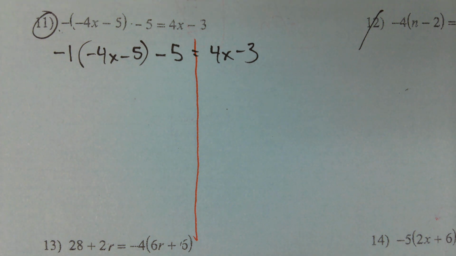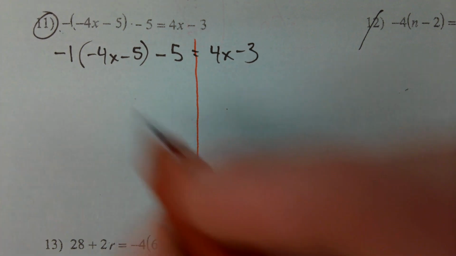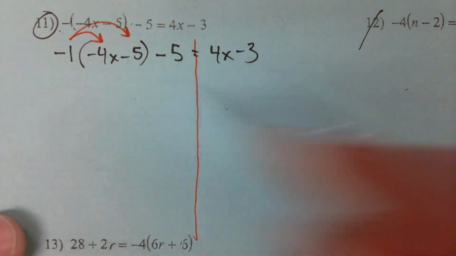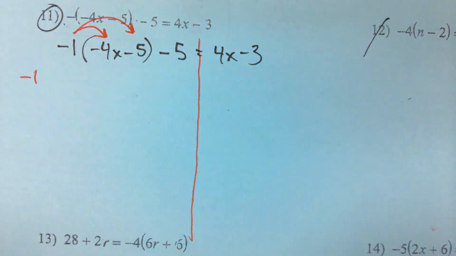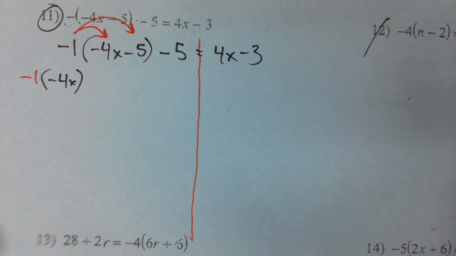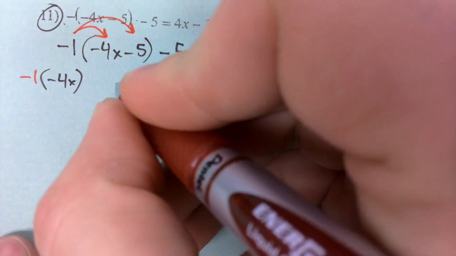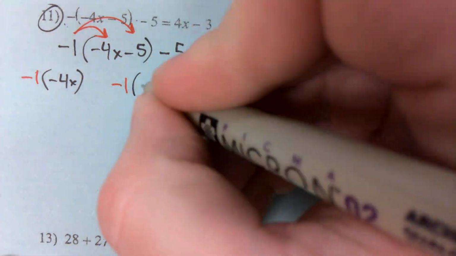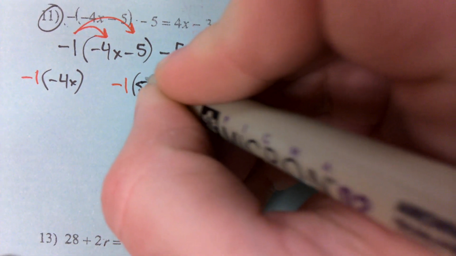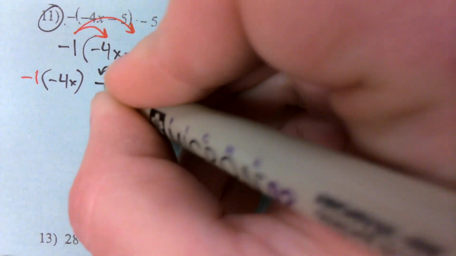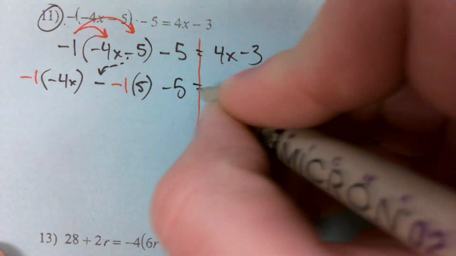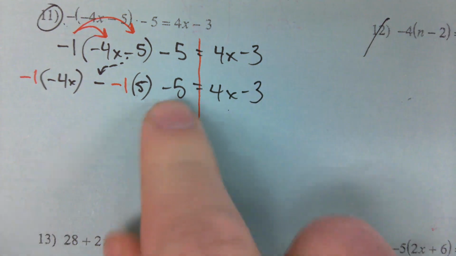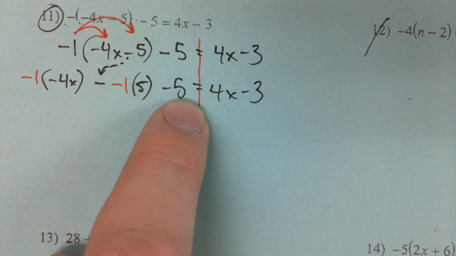Let's go ahead and do what first? Starts with a D. We're going to distribute. That's always going to be our first step, no matter what, if it's possible to distribute. So we've got negative 1 times negative 4x, and we've got negative 1 times 5. And I'm going to bring this minus sign down in between those two terms, and I'm going to keep my minus 5 right where it is.